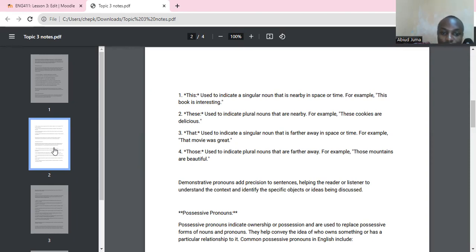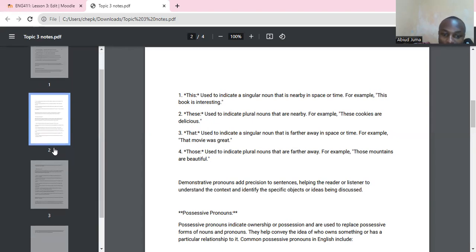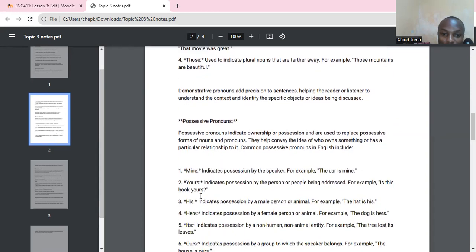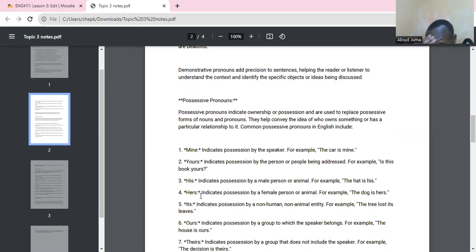We also have demonstrative pronouns. They add precision to sentences, helping the reader or listener to understand the context and identify the people, objects, or ideas being discussed. We also have possessive pronouns, and possessive pronouns indicate ownership or possession. They are used to replace possessive forms of nouns and pronouns. They help to convey the idea of who owns something or has a particular relationship to it.